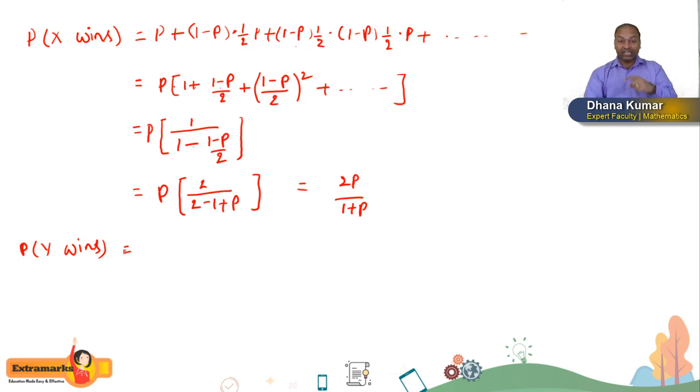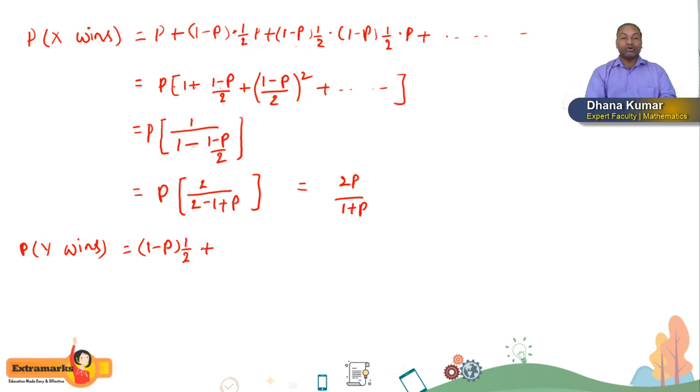Here, X starts the game. X starts the game. Y wins means what? So, first round. Again, same. Y wins in the first round. Second round. Third round. Like that. Here, X starts the game. So, Y will win in the first round means in the first round X fails, Y wins. X fails means what? 1 minus P, into 1 by 2.